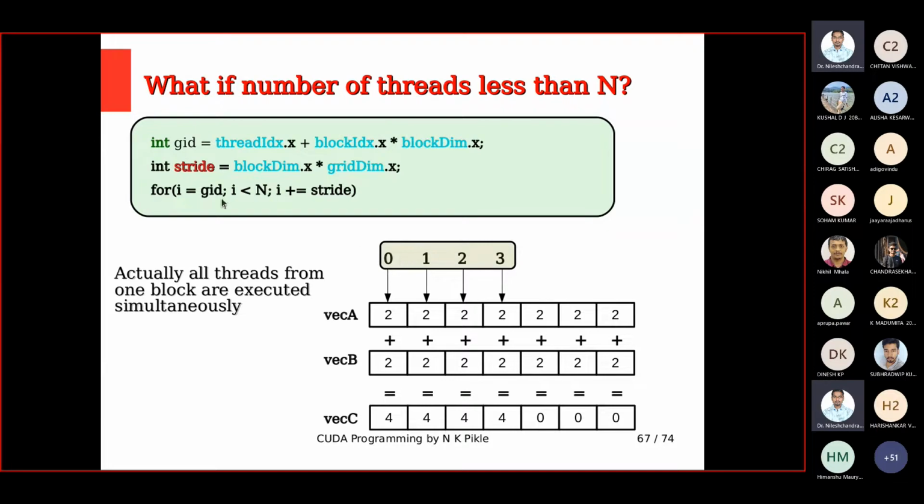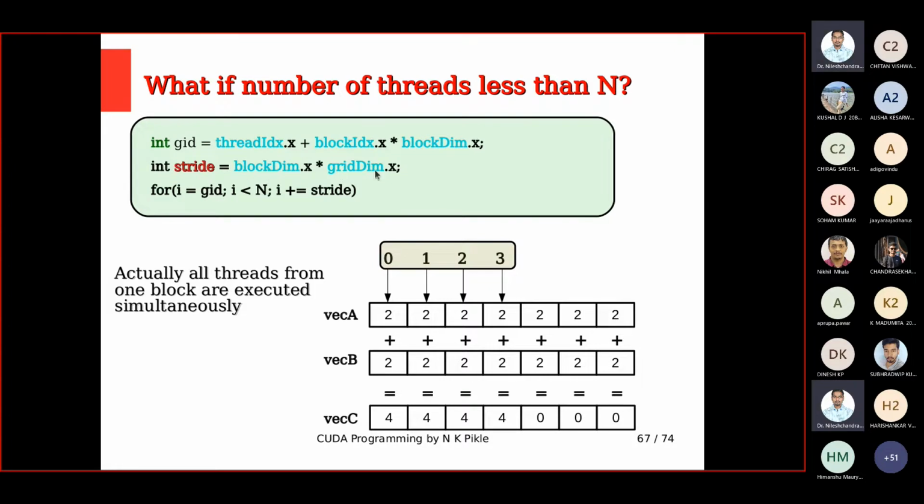First of all, every thread will perform computation on corresponding elements. So thread 0 will work on the 0th element, thread 1 on 1, 2 on 2, 3 on 3. Next time, the 0th thread is supposed to work on the 4th element. And how do we calculate this jump from the 0th to the 4th element? That is called the stride. And how can we calculate this stride? We just have to calculate the total number of threads.